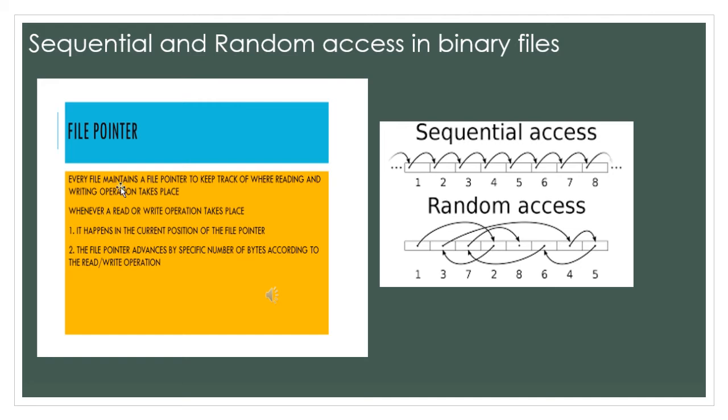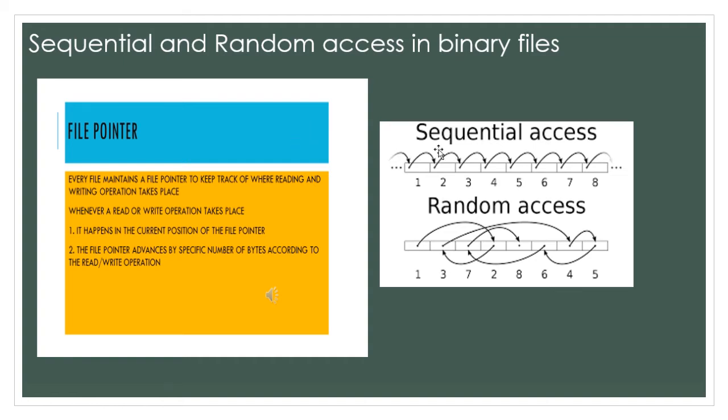We know that every file maintains a file pointer to keep track of where read and write operation takes place, and always a read or write operation takes place in the current position of the file pointer, and the file pointer advances by the specific number of bytes according to the operation that just happened. It might be read or write.